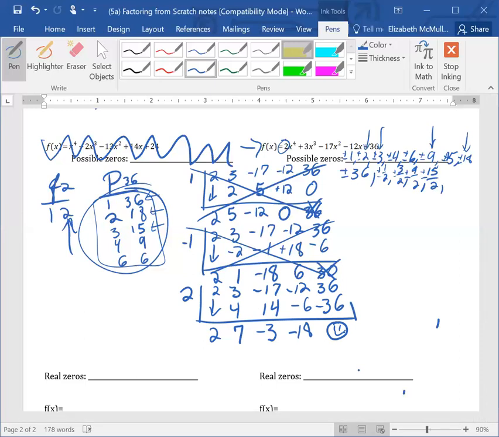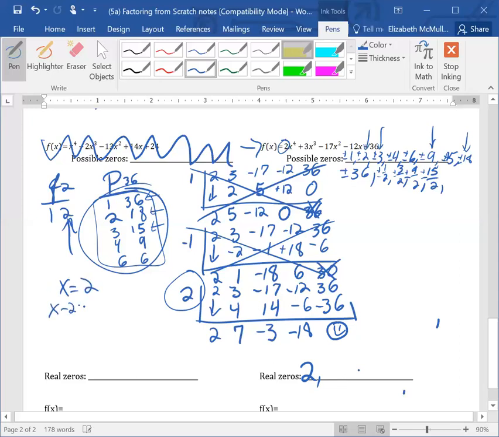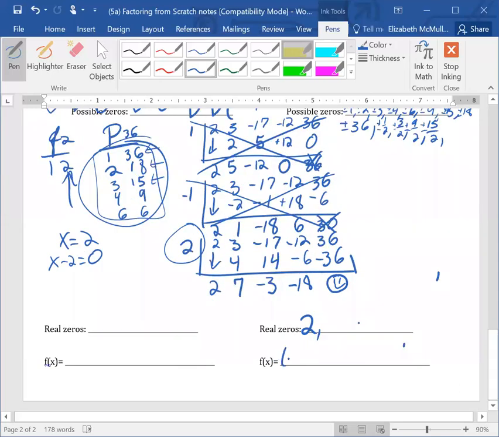So we know that positive 2 is one of our real zeros. Write that down here. And one of our factors, remember we need to set that equal to 0. So x equals 2. Then if I want this to equal 0, I'm going to say x minus 2 equals 0. So that's one of our factors. We're going to write that down here, x minus 2.